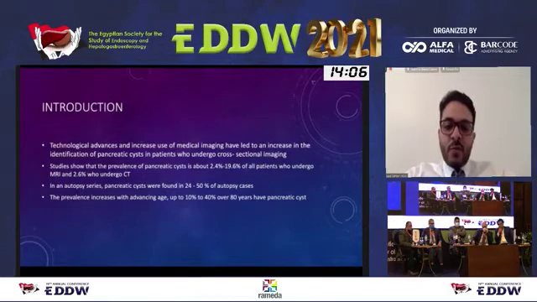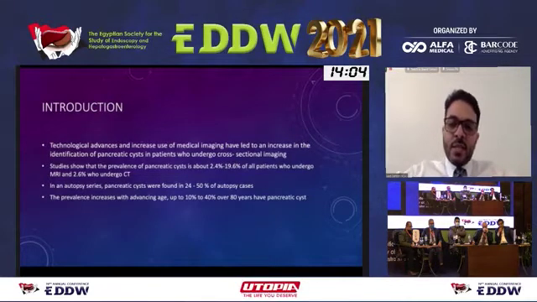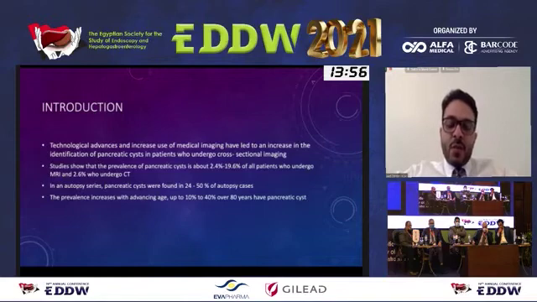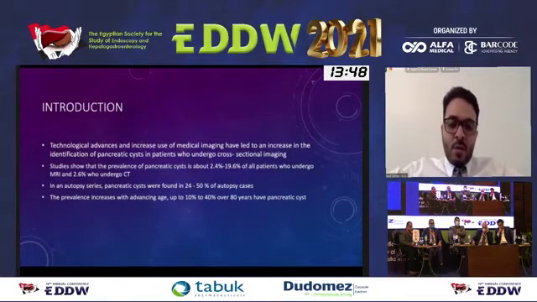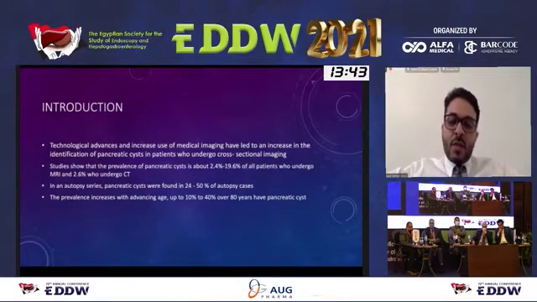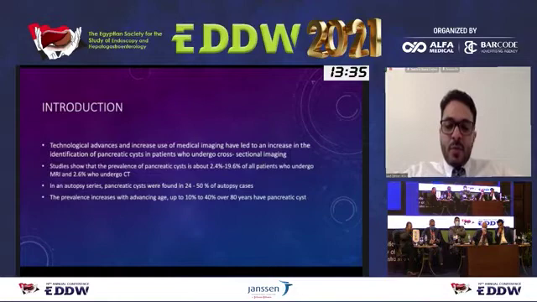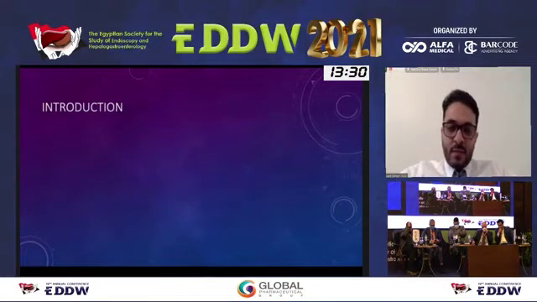Technological advances and increased use of medical imaging have led to an increase in the identification of pancreatic cysts in patients who undergo cross-sectional imaging. Studies show that the prevalence of pancreatic cyst is about 2 to 20% of all patients who undergo MRI and about 2% who undergo CT. In autopsy series, pancreatic cysts were found in about 25 to 50% of autopsy cases. The prevalence increases with age, and up to 10 to 40% over 80 years old have pancreatic cyst.